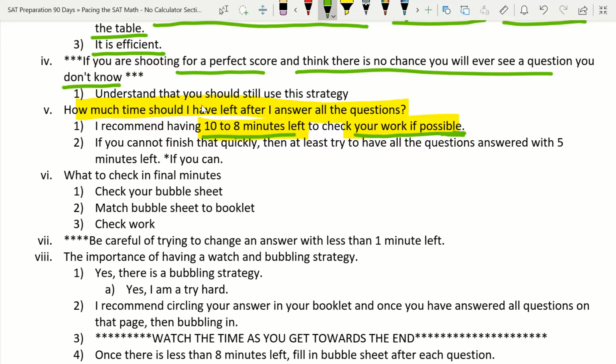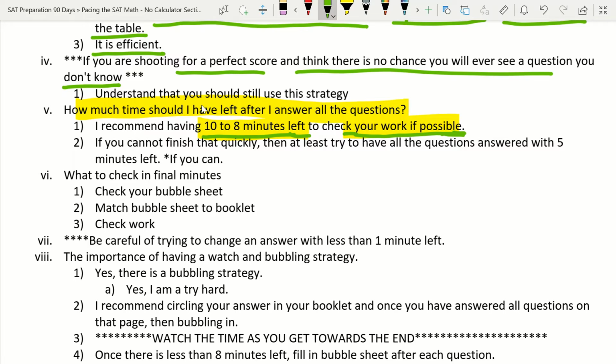Then that's going to be great, because if you have 10 to 8 minutes left to check your work, you're going to be able to check your bubble sheet. You're going to be able to make sure that what you circled in your booklet matches what you put in your bubble sheet. And you're going to be able to check any problems that were a little bit more difficult or that you went a little bit quickly through. And you're just going to be able to make sure that everything is correct as you want it to be.